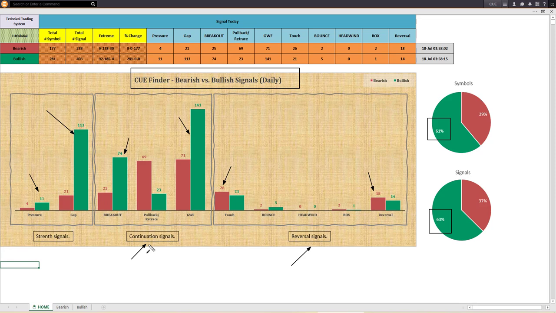When you combine Friday's picture with the weekly picture, we have to say that overall the finder is showing a bullish picture. The same conclusion that we arrived at from the sector analysis.